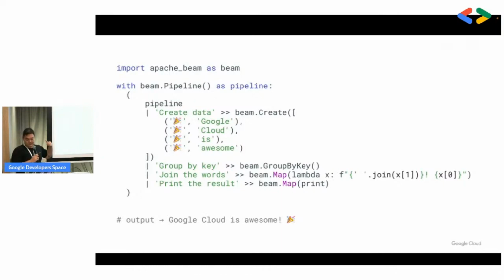So in this code, I'm creating data using a tuple, right? Apache Beam can accept emojis, can accept all forms of data. And I'm trying to group by using the key. The key is the emoji, right? And I try to join the words that I have, which is like Google Cloud is awesome. Then I print it out. So the output will be just one line, Google Cloud is awesome, with the emoji at the end. So this is how Beam works.